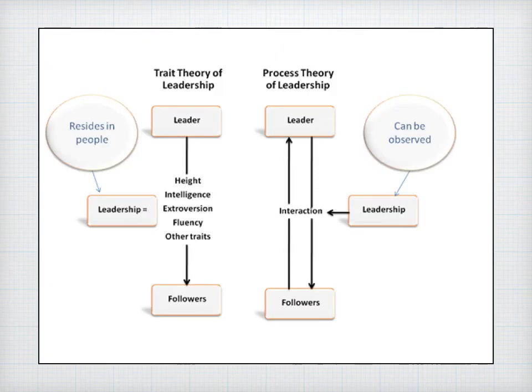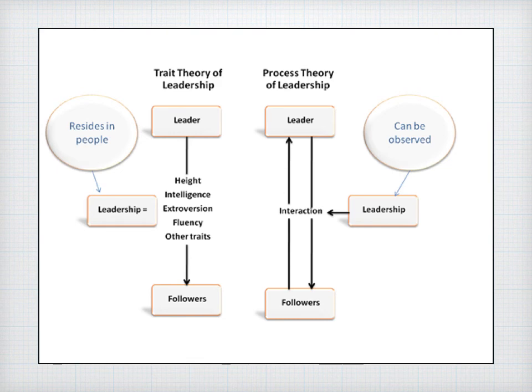So look at this little graphic here. If leadership is a trait, on the left side, then leadership involves things like height, intelligence, extroversion, all those kinds of things. But if leadership is a process, then there's this interaction between the leader and the follower, and leadership is really about the interaction according to the process idea.